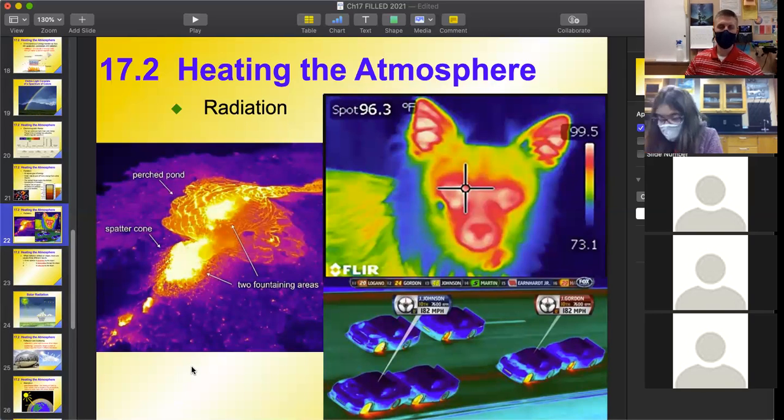And here are a few pictures from some thermal imaging cameras that were kind of cool. A volcano, and then a dog. You can see the highest temperatures are where the blood vessels are close to the skin without any fur or anything. The ears and the face. The white parts are the hottest.